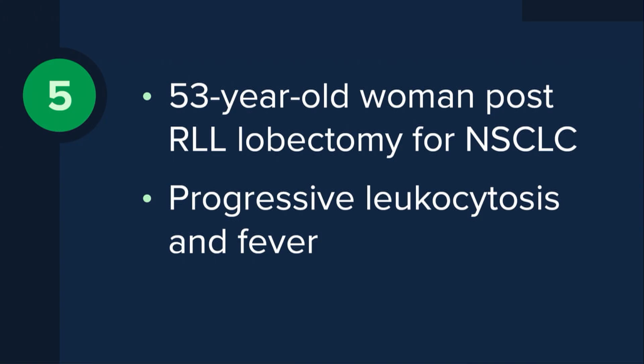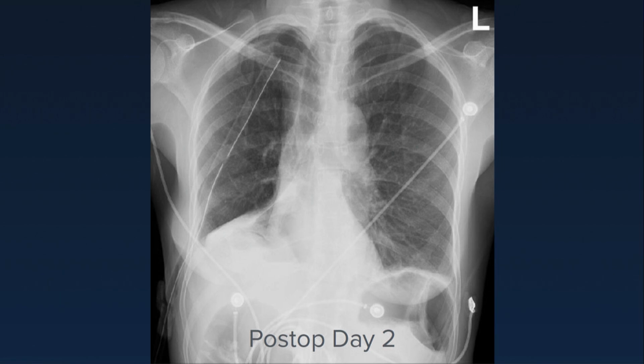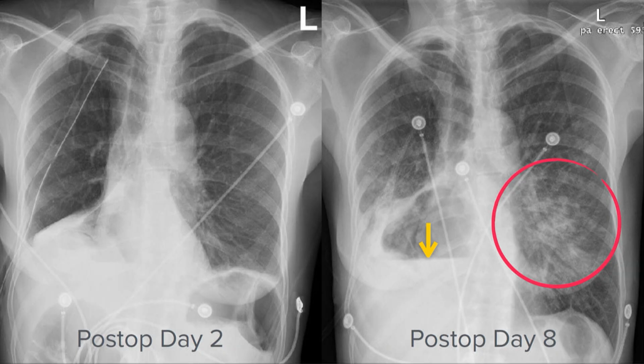All right, case number 5. This is a 53-year-old woman post right lower lobectomy for non-small cell lung cancer, and she'd had progressive white count and fever. So you're worried about some sort of infection. Here she is post-op day 2. Again, we've got some atelectasis, a little elevation of the right hemidiaphragm. The chest tube is in place.